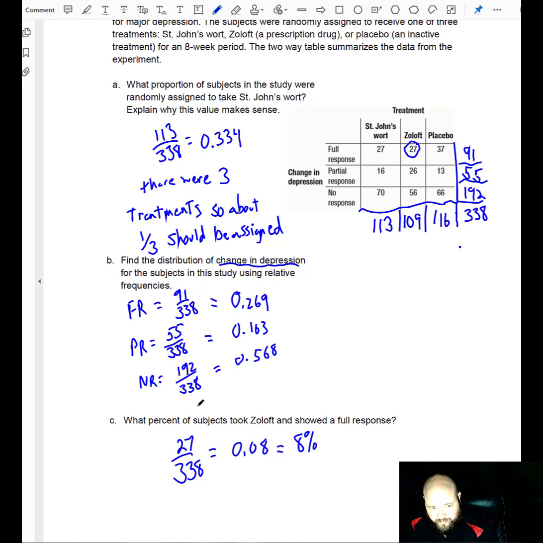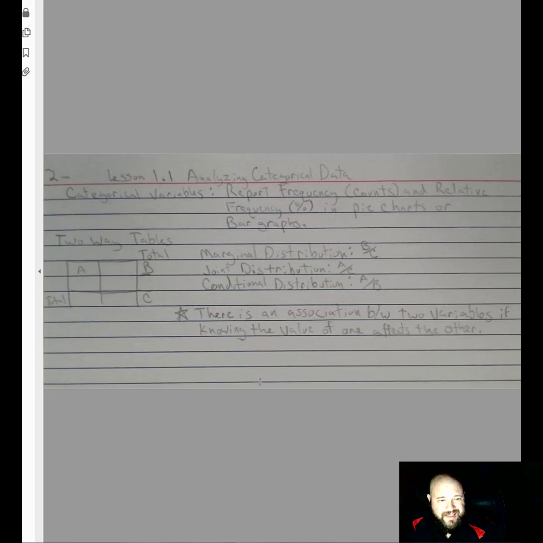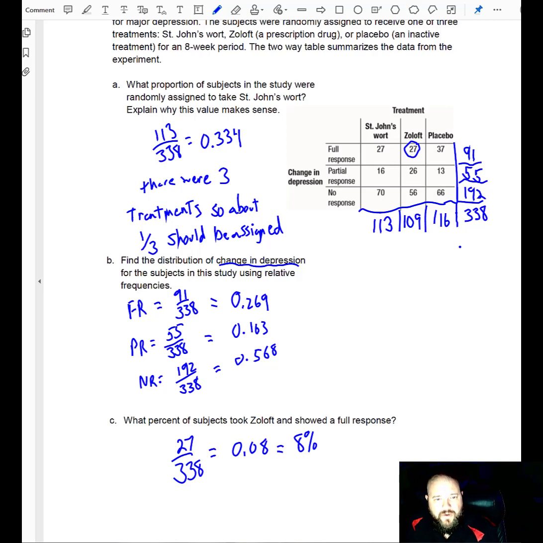So again, definitely look at these and understand these setups on your actual big ideas, right? Your marginal distributions, which is the outside total over the overall total. Your joint distribution is looking at an inside value over the total. And your conditional distribution is looking at an inside value over that row's total, okay? So definitely get those looked at and ingrained in your brain a little bit, because those are commonly asked questions when they're looking at these for test questions, okay?